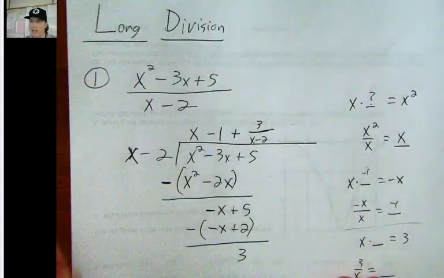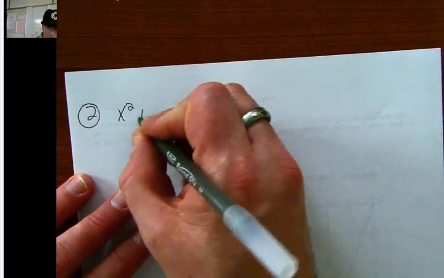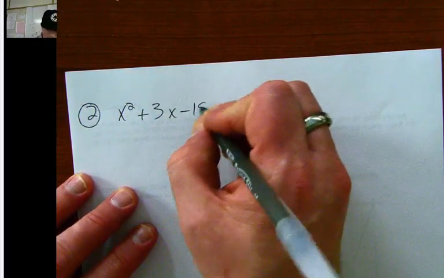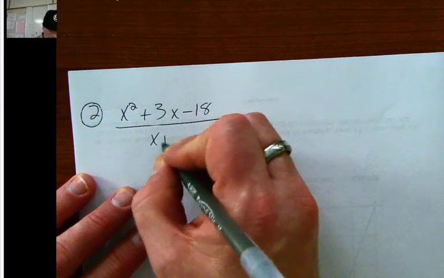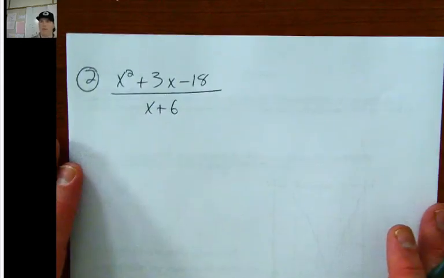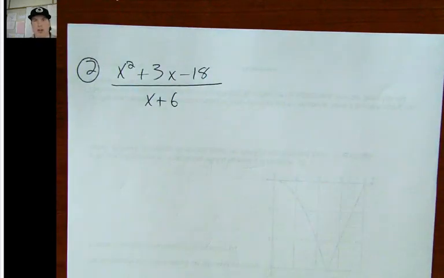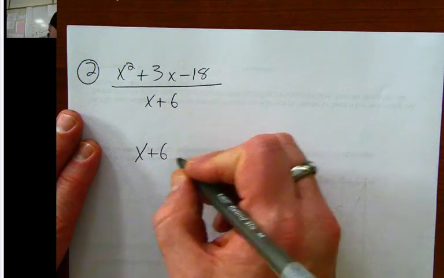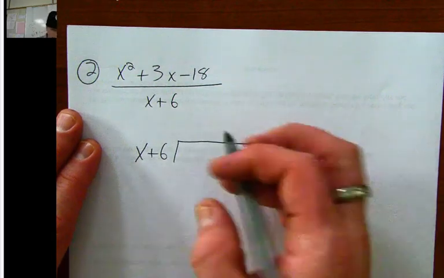Okay, like I said, I have 4 examples. Each one's a little bit different. Number 2, let's say I had x squared plus 3x minus 18 divided by x plus 6. This one's a little interesting. Can you see what's going on? Well, no worries if you don't, because the long division will work it out for us.